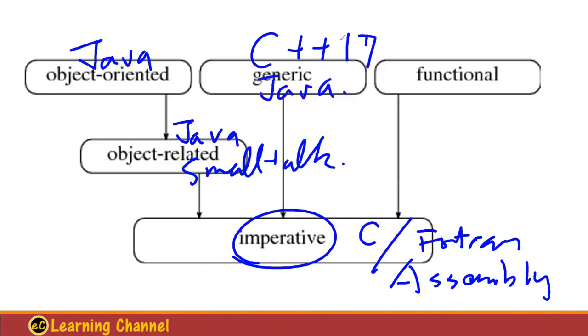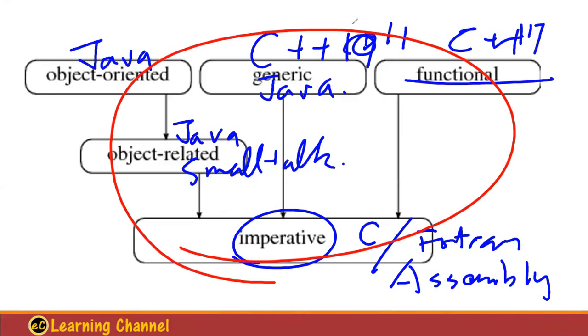I'm sorry, this one should be 11. And then C++ 17 starts to have functional programming. And Python, to be honest, Python has everything. That's why it's most appropriate as an AI language. It has every feature that you can see over here. It's born to have all the features over here.